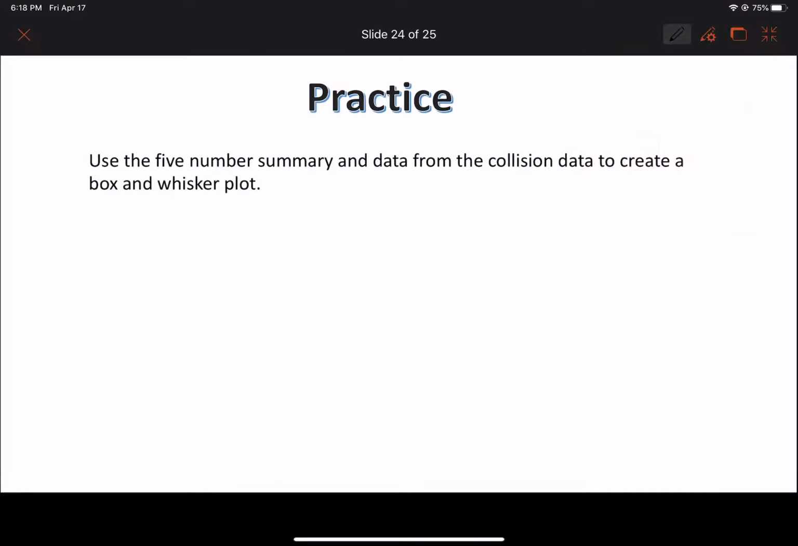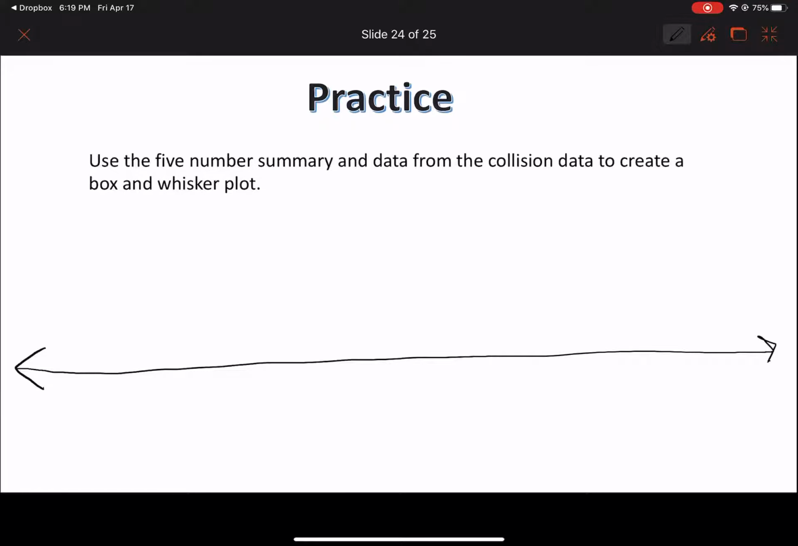Okay, so let's draw the box and whisker plot for the collision data. Now, you may not get the scale right on your number line the first time. It happens. Sometimes it'll take you 3 or 4 times to get the scale right. I've done this a couple of times before, so I'm going to go draw mine here.